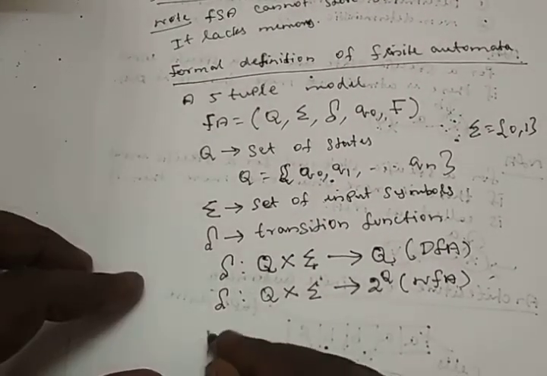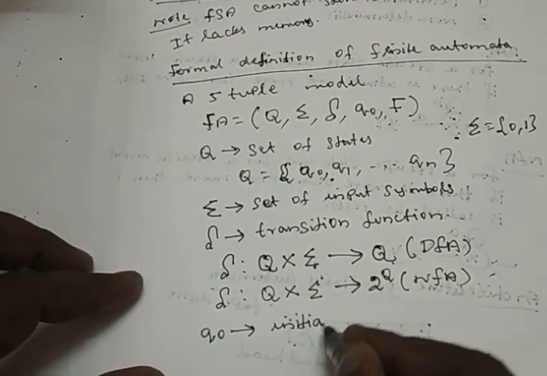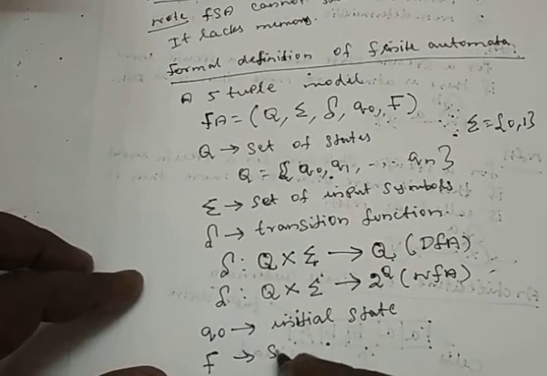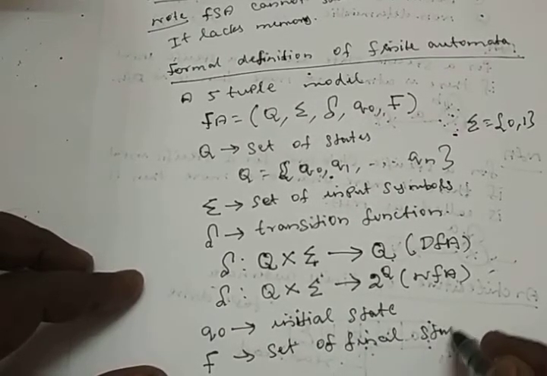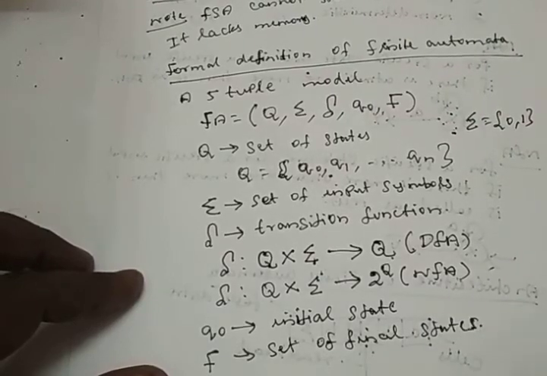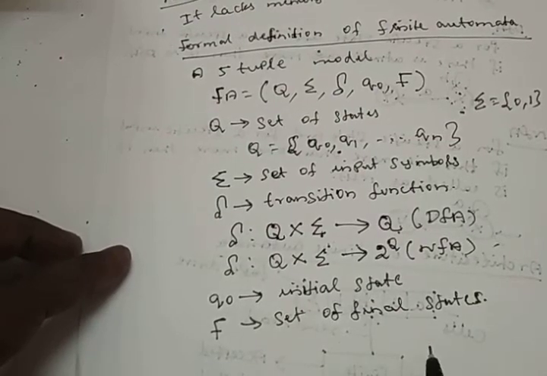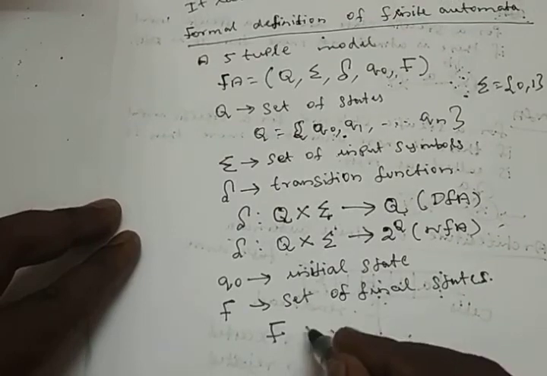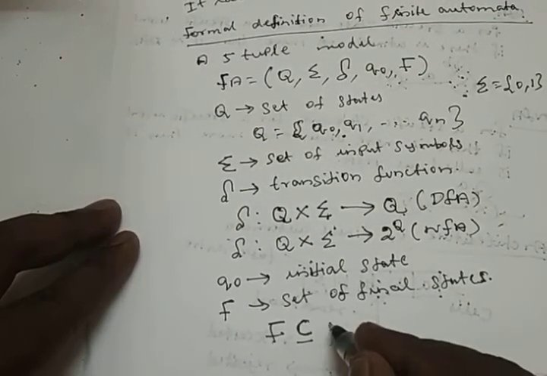And Q naught is called the initial state. And F is called the set of final states. So in a finite state automata, you can have only one initial state, but you can have more than one final state. I can say that the final state F is a subset of Q.